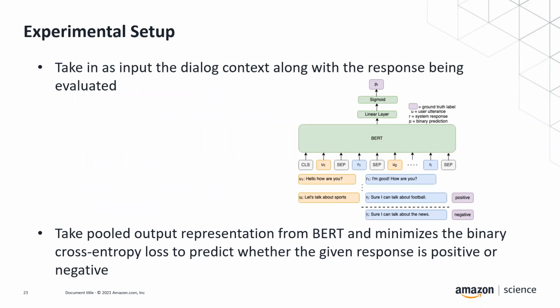So how our BERT model is created is shown here on the right, where we send in some dialog context as input, along with the response being evaluated. And then we take the pooled output representation from BERT, minimize the binary cross-entropy loss to predict whether or not this response is either positive or negative.